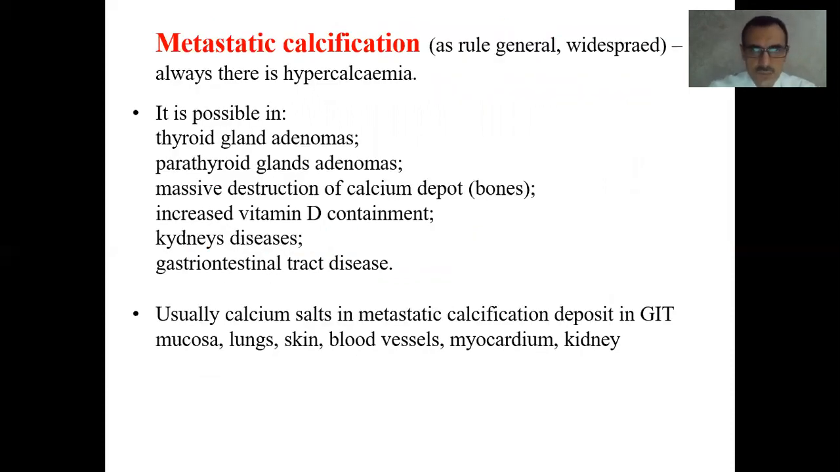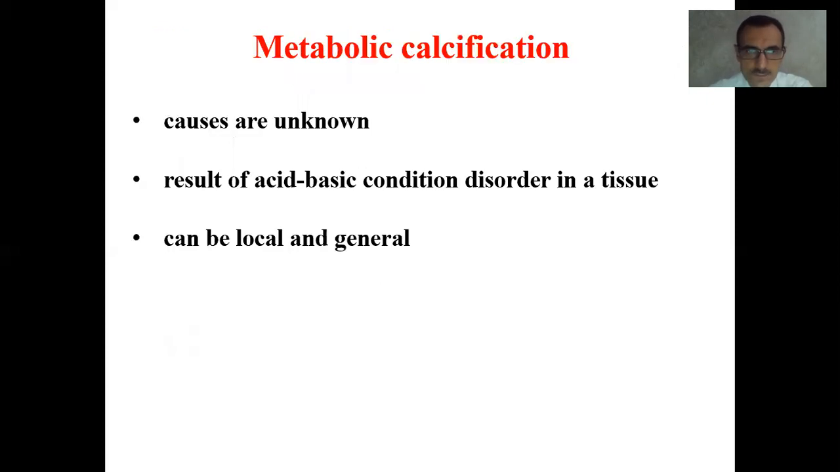Metastatic calcification as well is general, widespread, and there is always hypercalcemia. It is possible in thyroid gland adenomas, parathyroid gland adenomas, massive destruction of calcium deposits in bones, increased vitamin D containment, kidney diseases, and gastrointestinal tract diseases. Usually, calcium salts in metastatic calcification deposit in gastrointestinal tract mucosa, lungs, skin, blood vessels, myocardium, and kidneys.